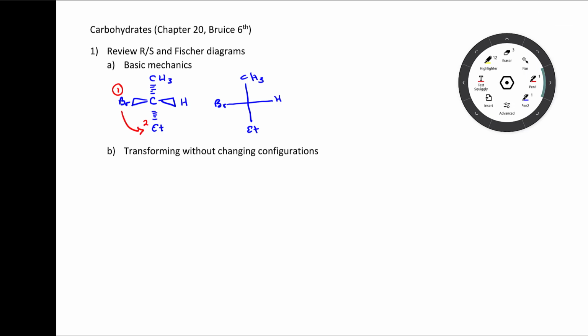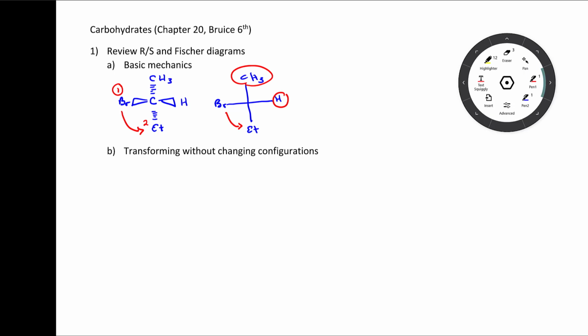But if you remember, in the assignment of R and S, the hydrogen needs to be pointed in the back. So in fact, even though this looks like it's S, it's actually R, because when you put the hydrogen in the back, it'll be rotating in the other direction. So the same kind of mechanics apply to a Fischer diagram. You can still do the assignment, you can still draw the arrows like that, but you always have to remember this is going forward and that's going back at any given carbon.